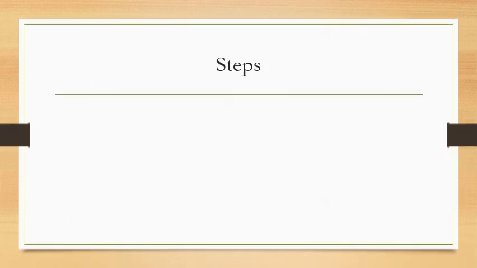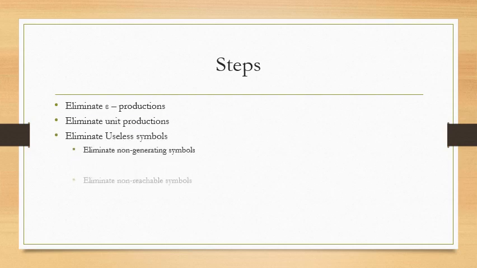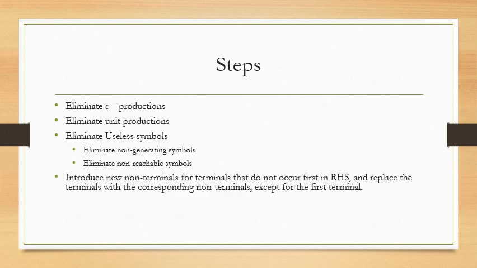So the steps here we will see: the grammar should be in a simplified form, as we have seen in Chomsky normal form. For a grammar to be in a simplified form, it should be free from epsilon productions. If any, you have to eliminate them. It should be free from unit productions and useless symbols. Under useless symbols, you have non-generating and non-reachable symbols, and then you will get a simplified grammar. This step of simplification of grammar is common for both Chomsky normal form and Greibach normal form.